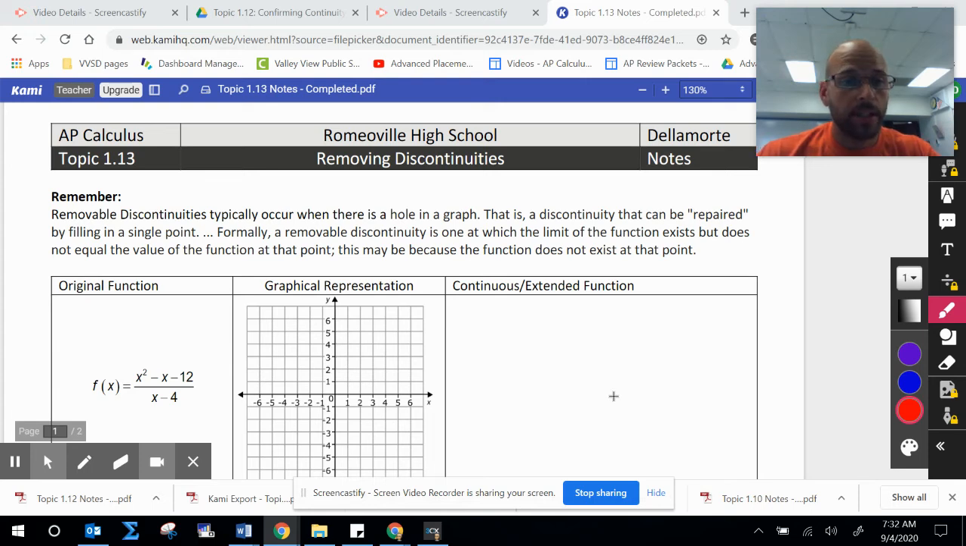Hello, everybody. Today we're going to talk about topic 1.13, removing discontinuities. So we're going to take a look at the original function. We're going to then try to make that original function as continuous as possible.